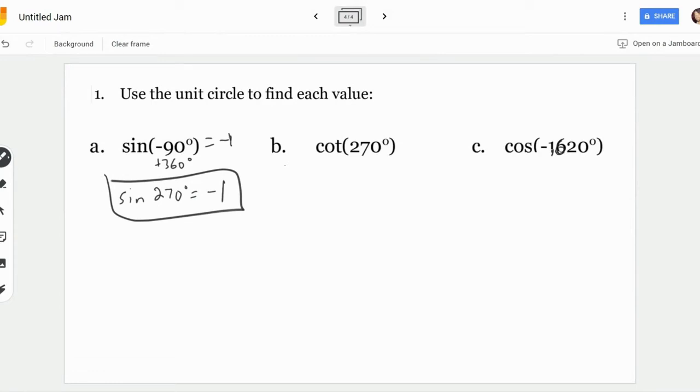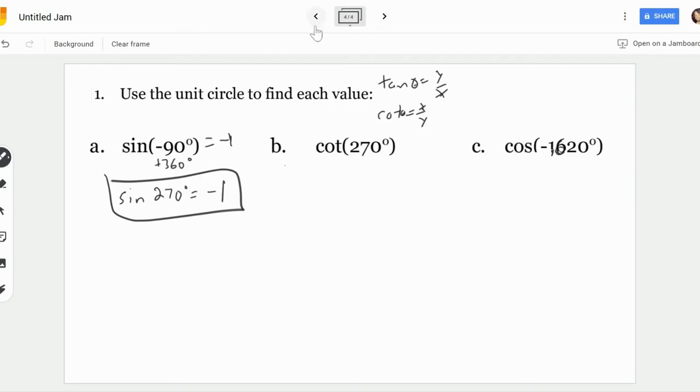Cotangent of 270. Now this gets a little uglier because we're talking about cotangent, not tangent. So it's helpful to figure out what tangent would be. And remember, tangent of theta is y over x. And therefore, cotangent of theta is x over y.